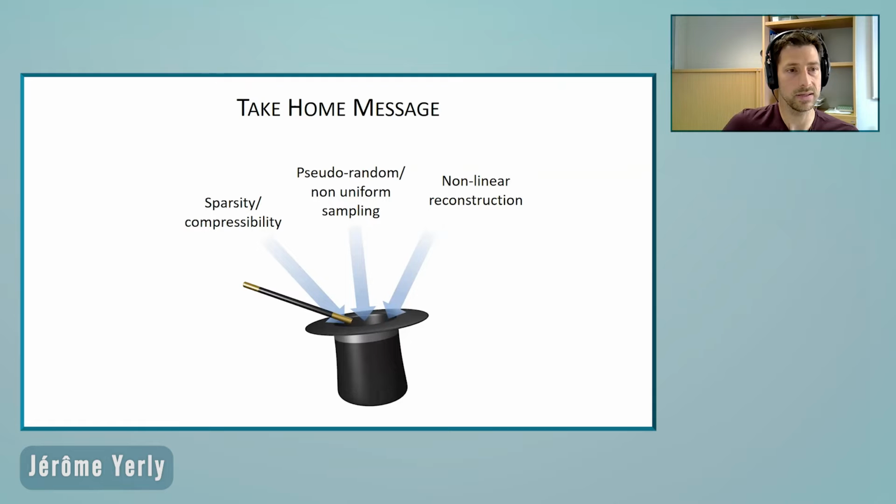And finally, as a take-home message, if you want to reconstruct images using compressed sensing, you will need sparsity. You will need that the data you try to reconstruct has to have a sparse representation in some transform domain. You need pseudo-random or non-uniform sampling in order to produce incoherent artifacts. And finally, you need a non-linear reconstruction in order to be able to separate the incoherent artifacts from the signal.